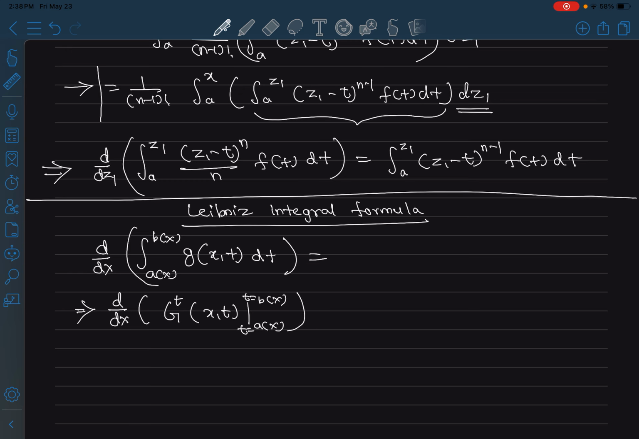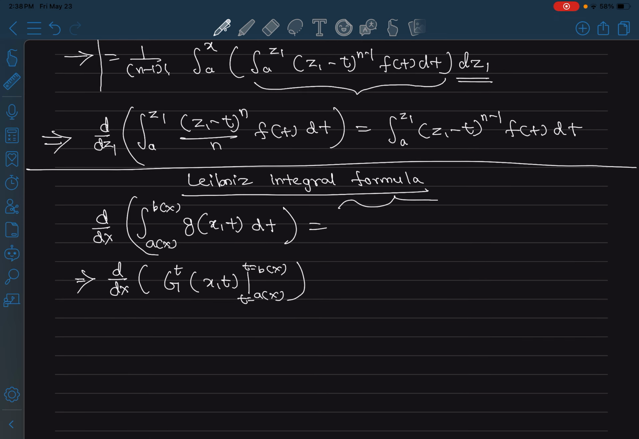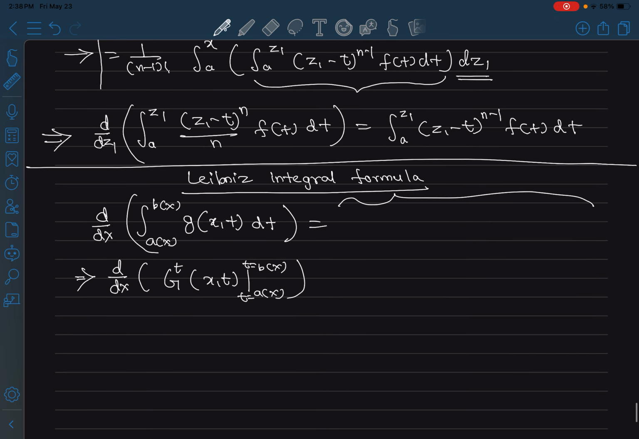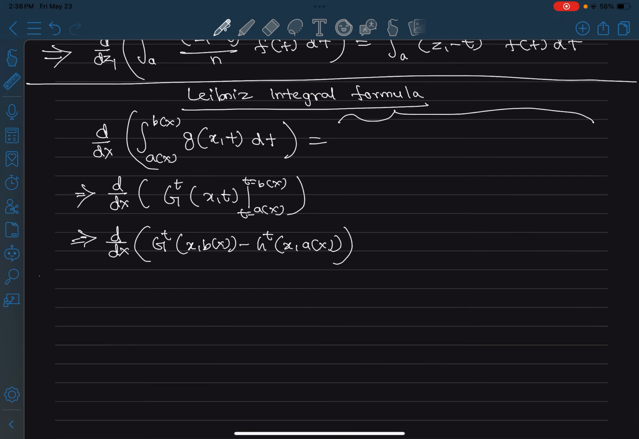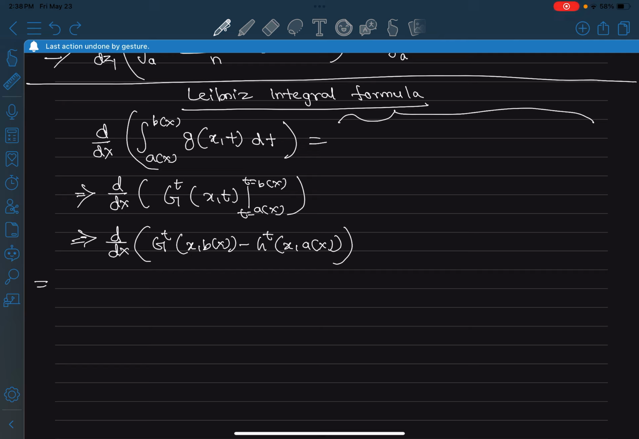Now I'm trying to obtain a formula, and I'm just trying to see how to make sense of that. This will actually be G(x, b(x)) minus G(x, a(x)), where G is the integral with respect to t. Now we want to differentiate this with respect to x, right? And notice both of these are functions of x now. So what you've got to do is use the multivariable chain rule, right?